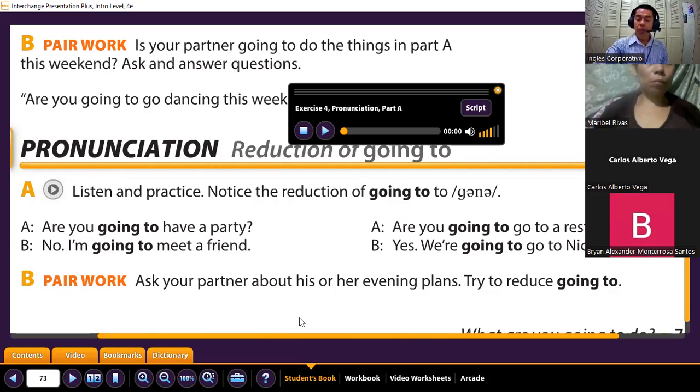Are you gonna? Are you going to have a party? No, I'm going to meet a friend. Okay, sorry for the interruption, right? But it's not going to. I need you to say gonna. I'm gonna meet. Yeah, ready? Try. One, gonna, two, three. Gonna. Gonna. Come on, are you, again. Are you gonna have a party? Okay. Carlos? No, I'm gonna meet a friend. Good, excellent.